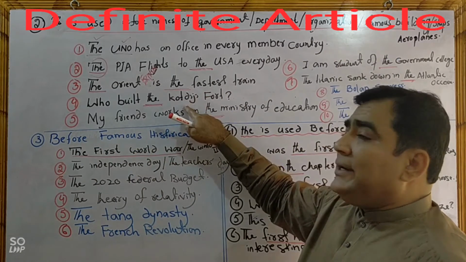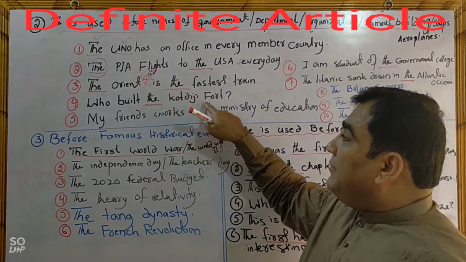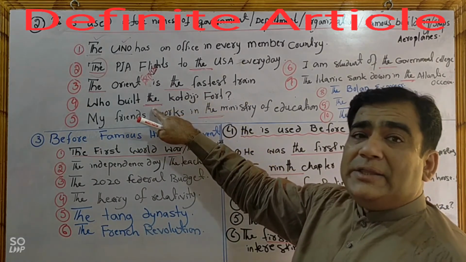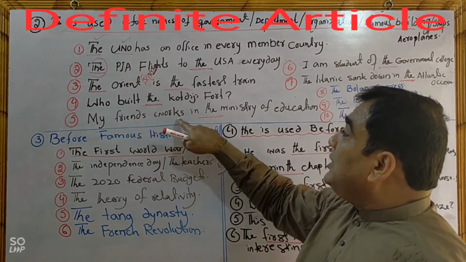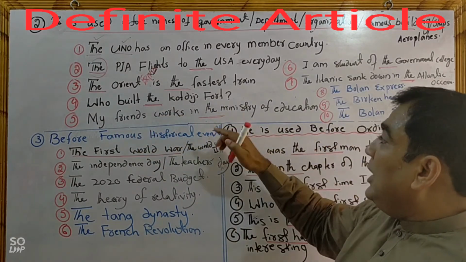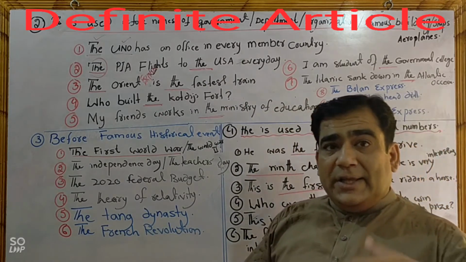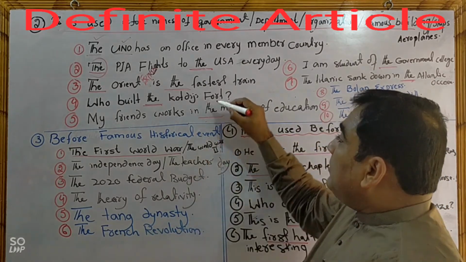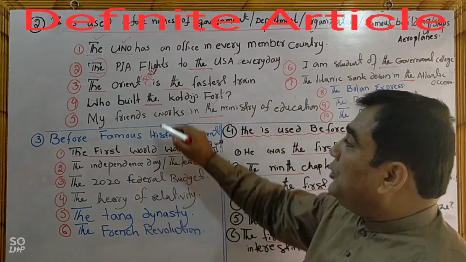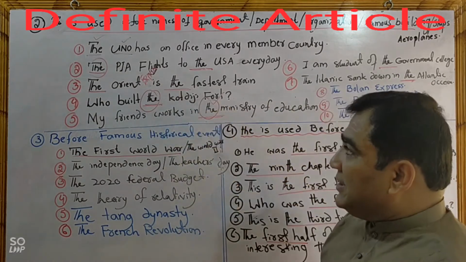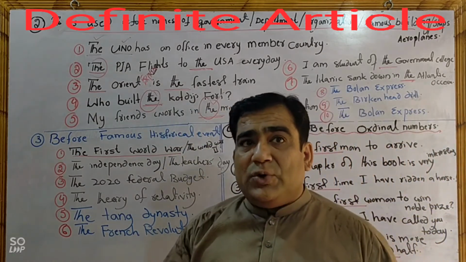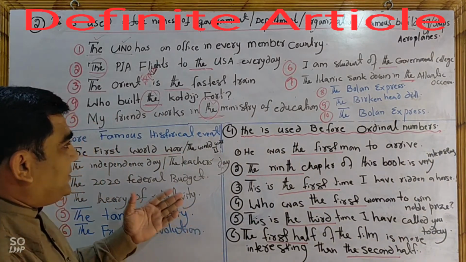But even though that is the name of any building that we put there, the article. My friends work in the Ministry of Education. Now, Ministry of Education is a department. We even put the definite article there. So this is just superficial sort of examples. You have to go into details to find in this regard.